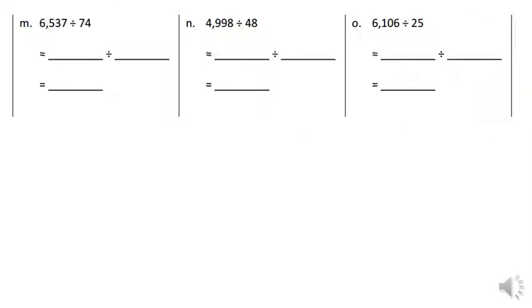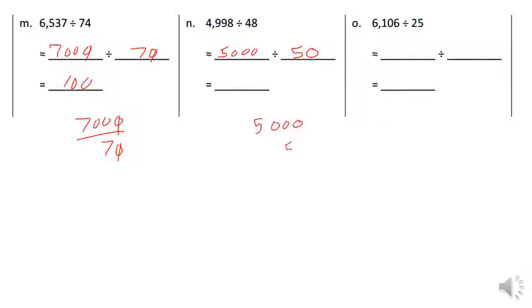On M, we're rounding 74 to 70. Rounding 60,534 to 7,000. 7,000 over 70, taking out our multiples of 10. We end up with 700 divided by 70. 700 divided by 7, I mean. And 700 divided by 7 will be 100. 48 is going to be closer to 50. 4,998 will be closer to 5,000. 5,000 over 50, taking out our zeros. Now we have 500 divided by 5, which is going to give us 100.